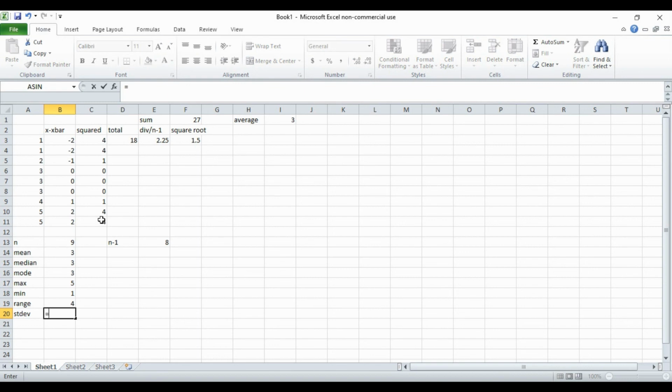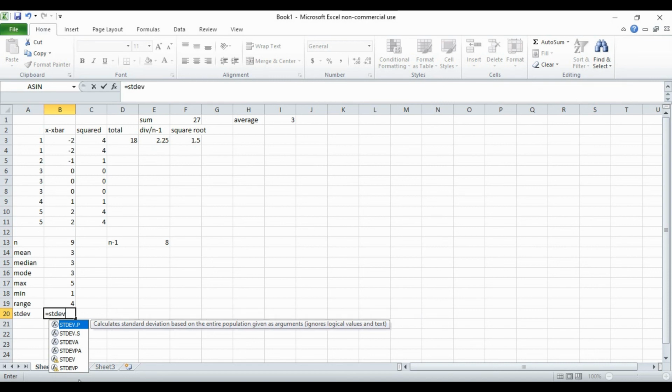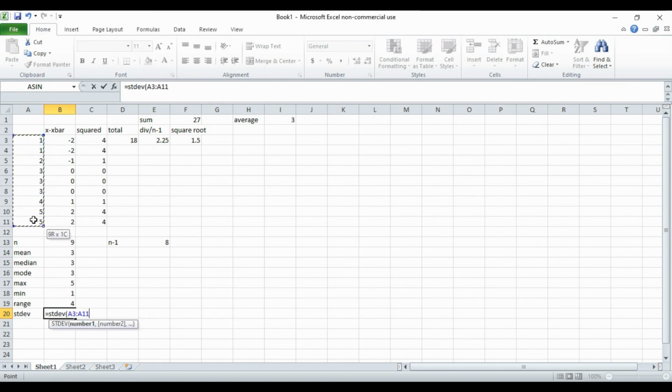Now, the thing I want to point out here is as I start typing standard deviation, you see there's a lot of different standard deviation function formula things that come into play. Which one you use when is not necessarily the easiest to come up with, but it's very quick to go through all of these numbers.